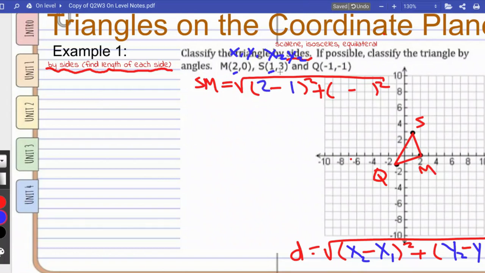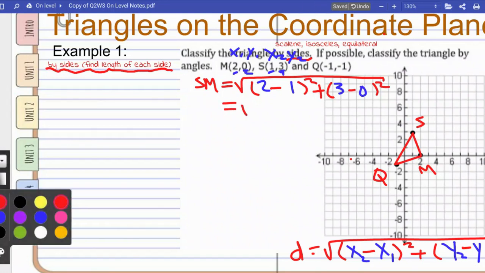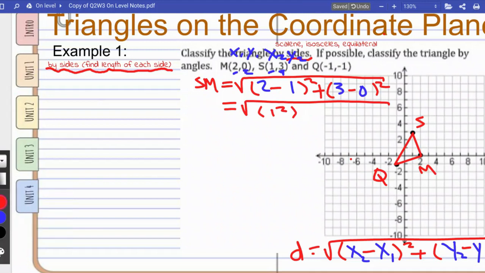Do the same thing with my Ys. Y2 is going to be 3. Y1 is going to be 0. So it's going to be 3 minus 0. Two minus one is one, so I got one squared plus three minus zero is three, so three squared. So that's going to be the square root of 1 plus 9, which gets me the square root of 10.